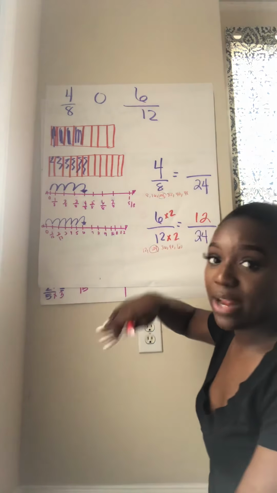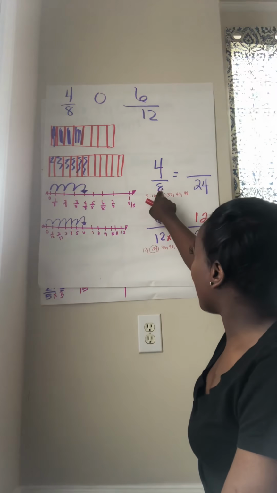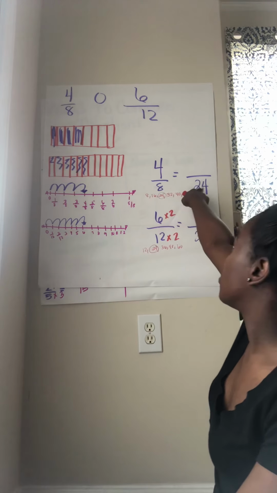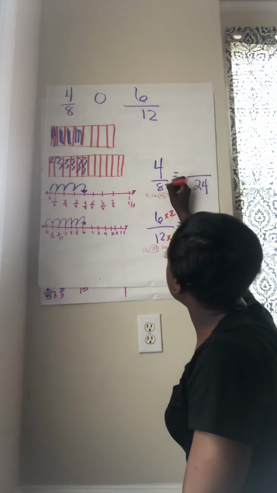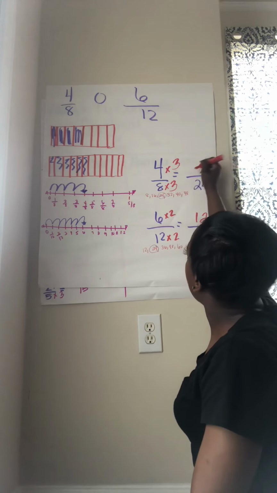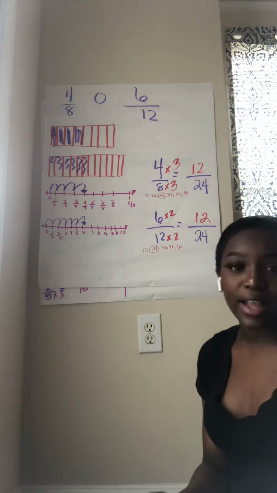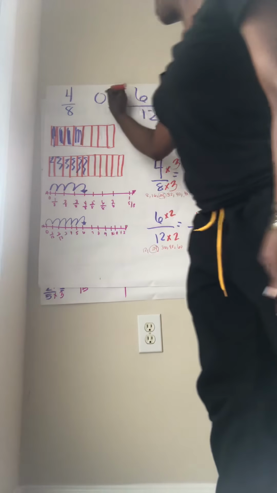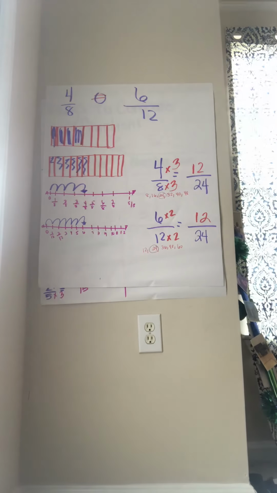And then I'm going to do the same exact thing up here. I need to figure out how to get from being an 8 to a 24. It takes me 3 times. So 8 times 3 is 24. 4 times 3 is 12. And as you can see, the fraction is the same. So 4/8 is equal to 6/12.